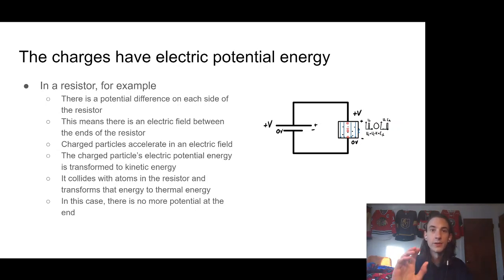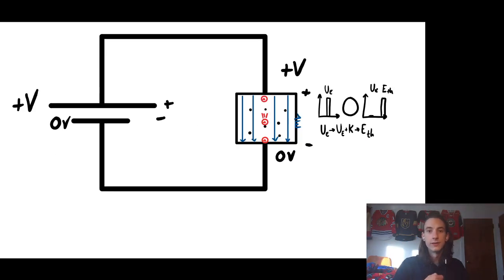So in this case, we had this electric potential energy at the beginning, and we've used it all up by the time we get to the end of the resistor. So here's just a little bigger picture of that. We see, okay, here's our charged particle. It has this electric potential energy. As it goes down this electric field, it speeds up, has this kinetic energy, and then collides with the atoms in here and turns that into thermal energy. So it's kind of cool. We're saying, oh, we're using this energy, we're turning it into something.